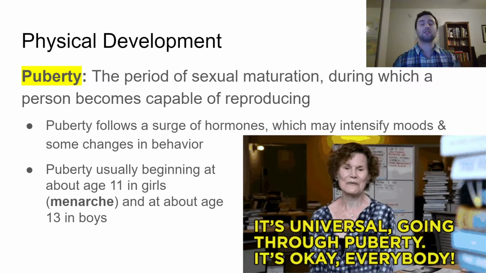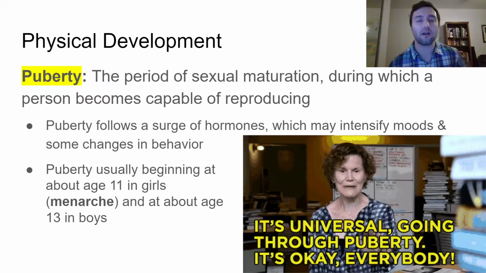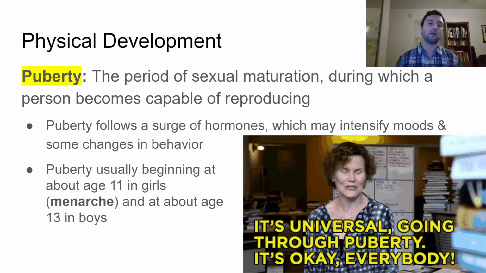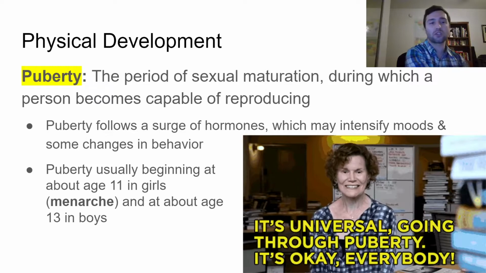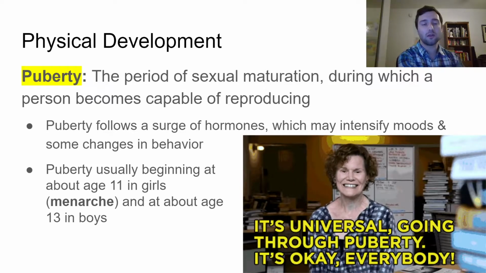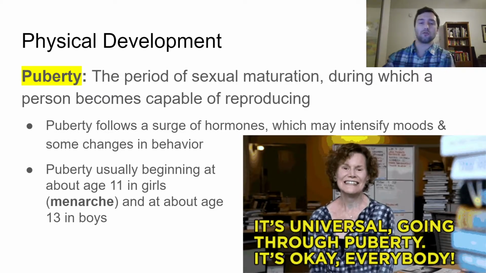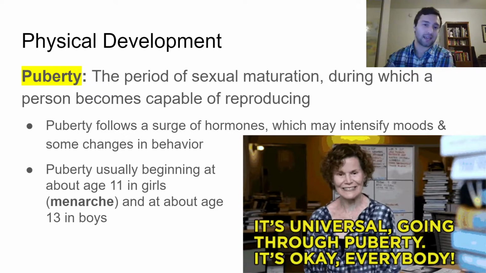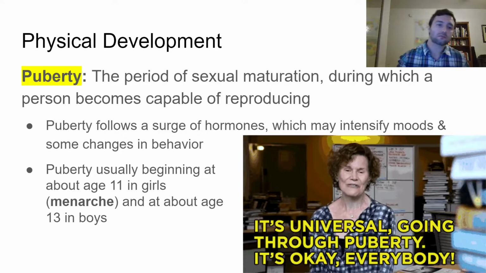There's obviously a ton of different changes that are going on, but the key part is that we are going from a child who is incapable of having children to an adult or an adolescent, right? Or someone who is capable of reproducing.